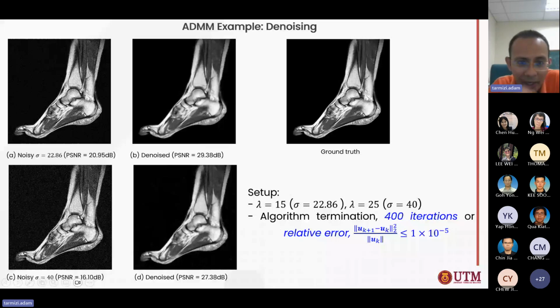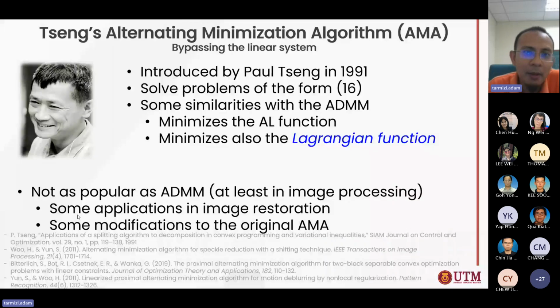Okay, so how do we bypass the linear system in the ADMM? There are many algorithms, of course, but one of them that I want to overview is Tseng's alternating minimization algorithm, or I just call this AMA. This is Paul Tseng. He was the one who introduced this in this paper over here in 91. Unfortunately, Paul Tseng went missing in 2009 when he went kayaking in China, and then he disappeared.